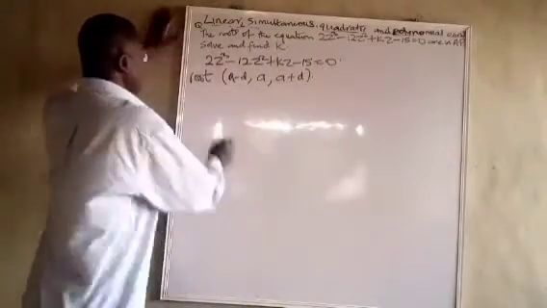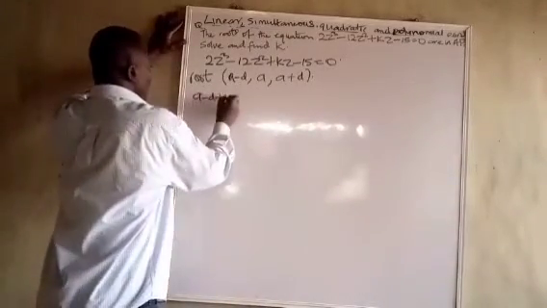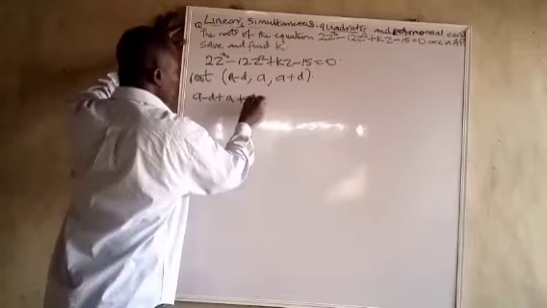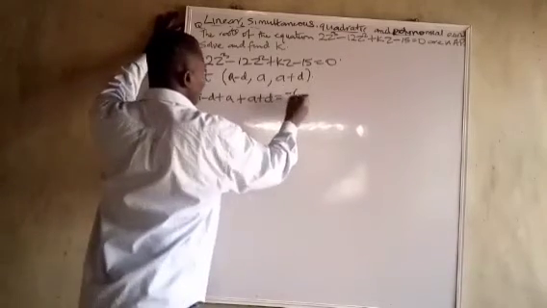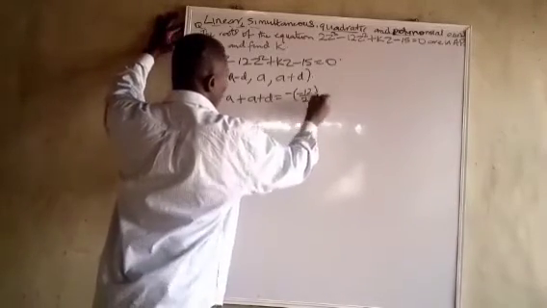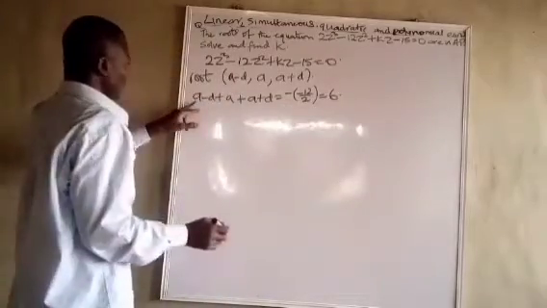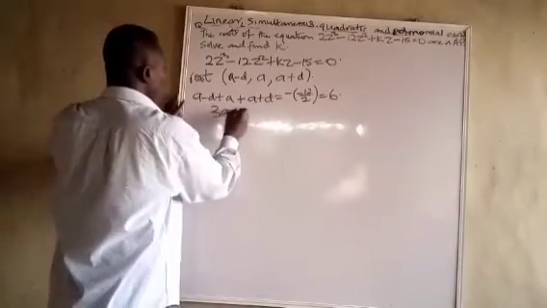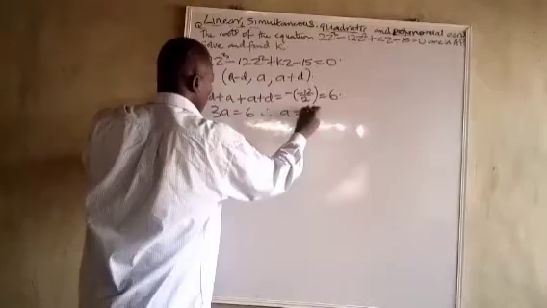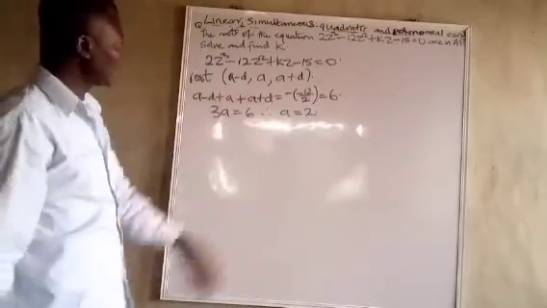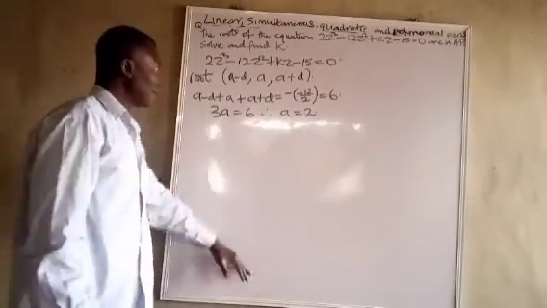Then the sum a minus d plus a plus d will be minus 12 over 2, and that is 6. So I can now say 3a equals 6. Therefore, a equals 2. So minus d plus d is 0. I have gotten that one now.